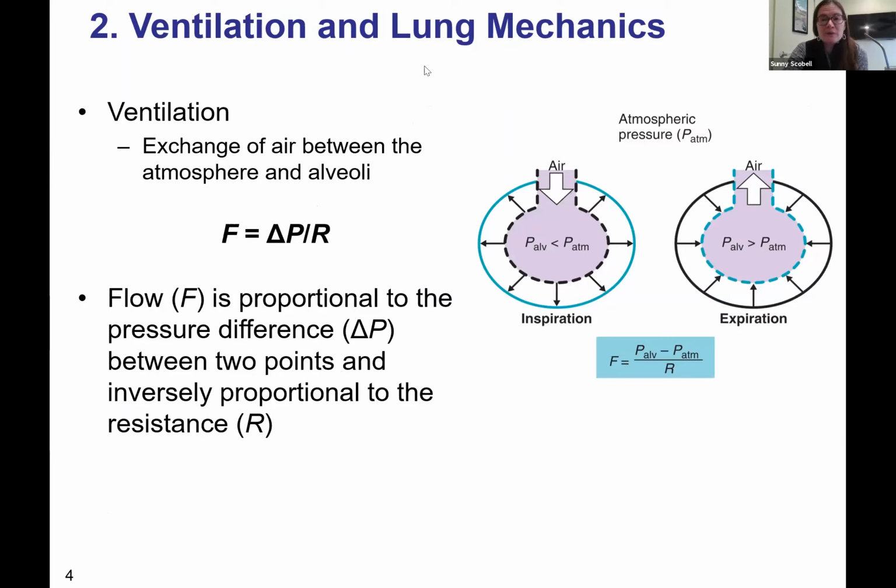So, as we were just saying, to get air into the lung, we have to have it flow from a higher pressure to a lower pressure. So to get air into the lung, we have to have a lower pressure in the lung, and you're literally vacuuming the air in. You have to make it a low pressure area, and then air will rush from high pressure to low pressure.